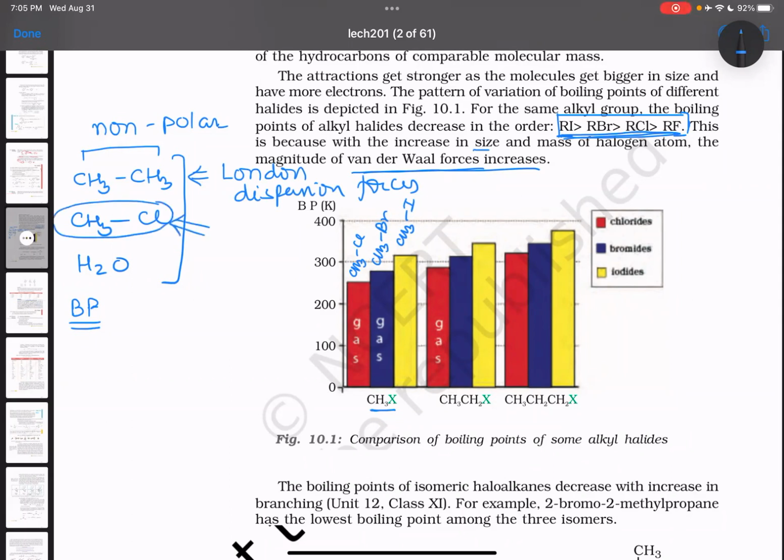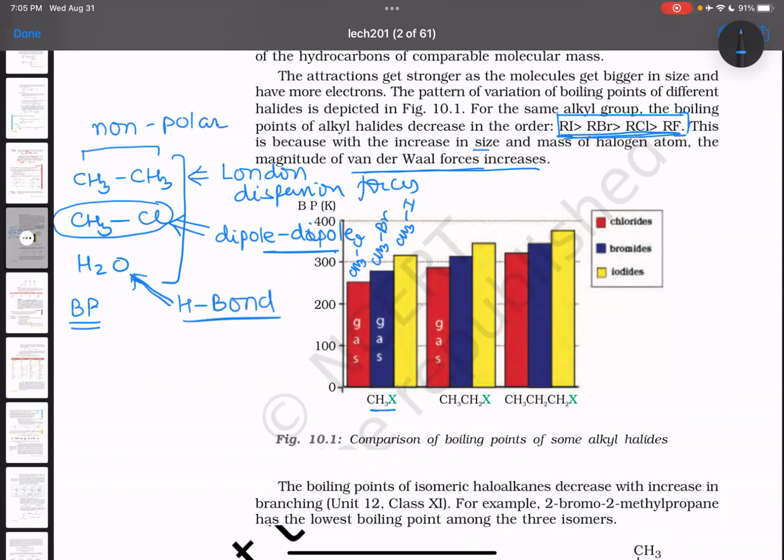What about CH3Cl? What kind of forces will be there between two CH3Cl molecules? Polar, dipole. Correct. So it is a polar molecule and dipole interactions will be there. And what kind of interaction will be there between two water molecules? Hydrogen bonding. It is a special kind of dipole, H bonding, so it is much stronger than the dipole interaction.